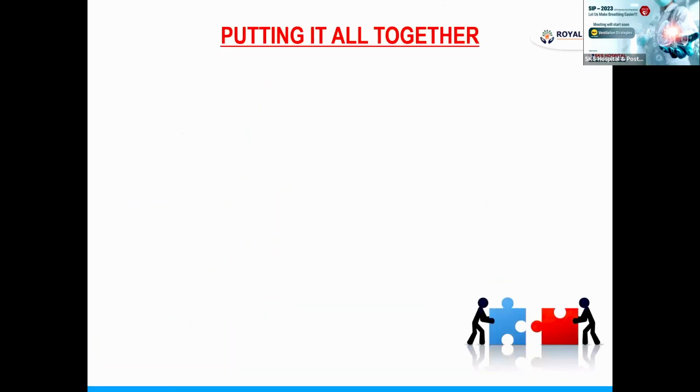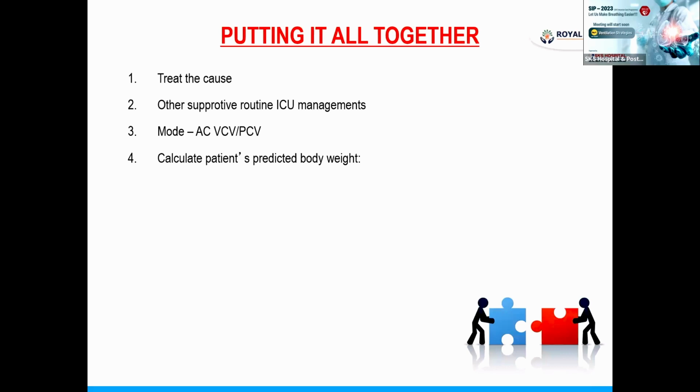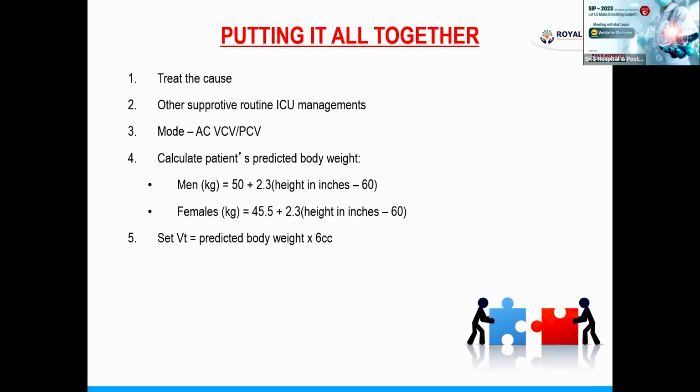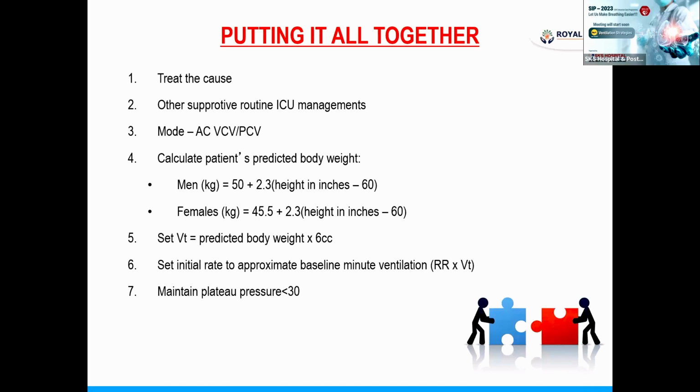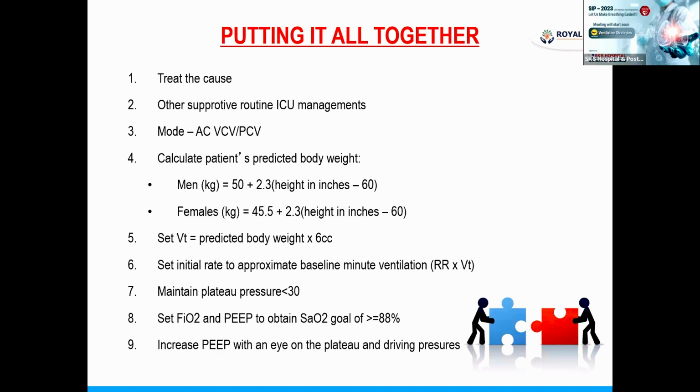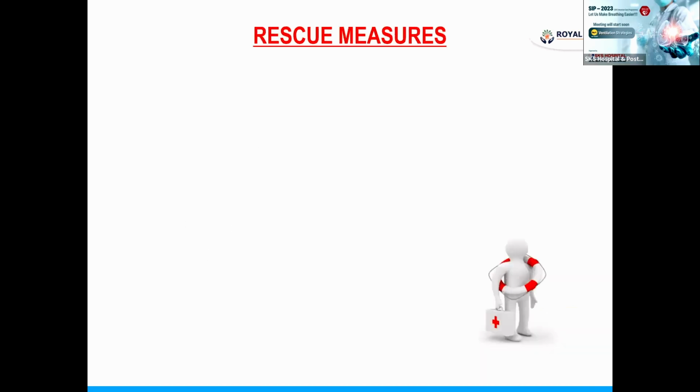So putting it all together, whenever you are ventilating a patient with ARDS, always try to treat the cause. Other supportive routine ICU management is very, very important. Mode, there is no difference in modes. If you have APRV, you can use it. Calculate the patient's predicted body weight. Based on that, set up a tidal volume of 6 ml per kg. Set the initial rate to maintain a good minute ventilation and carbon dioxide. Accept a permissive hypercapnia. And the most important thing is maintain a plateau pressure of less than 30. Set FiO2 and PEEP to obtain a saturation goal of more than 88%. Increase PEEP with an eye on the plateau and driving pressures.